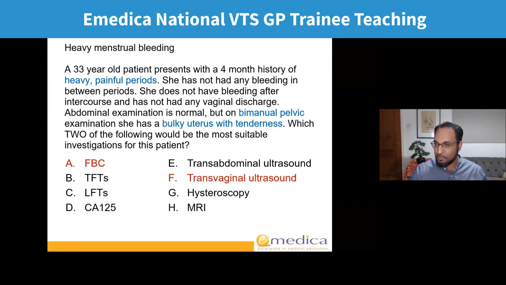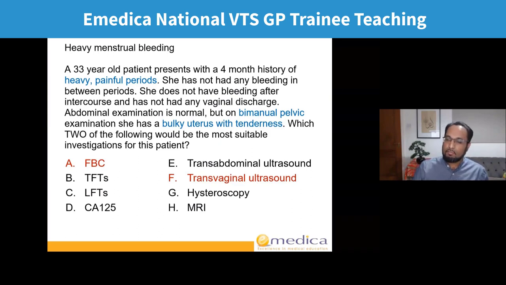Is it something significant? Okay, so that is for everyone. On examination, if, for example, your TFTs are off, that can sometimes affect your periods. So if you saw something that made you think specifically of thyroid disease, you might do that. LFTs are generally not a good investigation here. CA125, you might do if on examination you actually felt a mass, not just a bulky uterus, but a mass, and you thought maybe there's a risk of ovarian cancer.